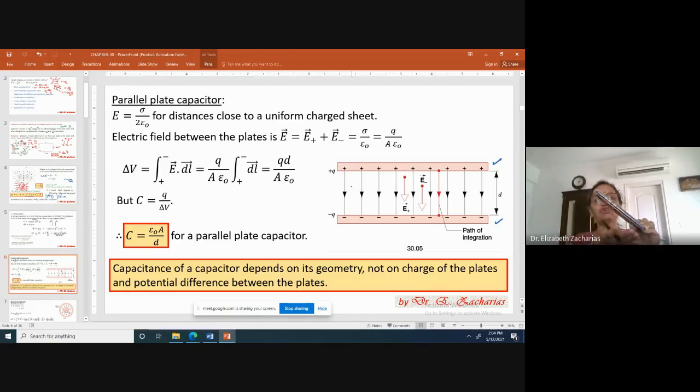All the charges will go and sit on the surface. The electric field inside will be zero. That is electrostatics. But now you look at this.